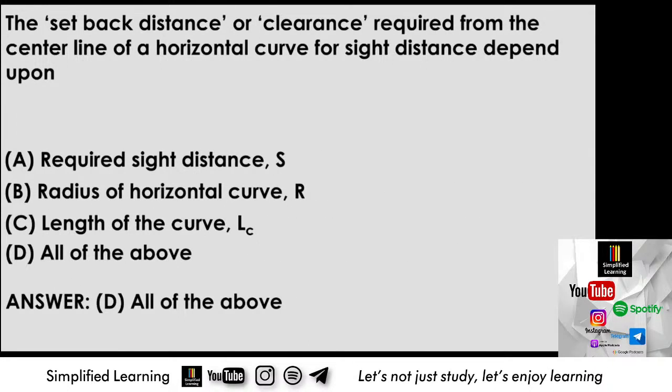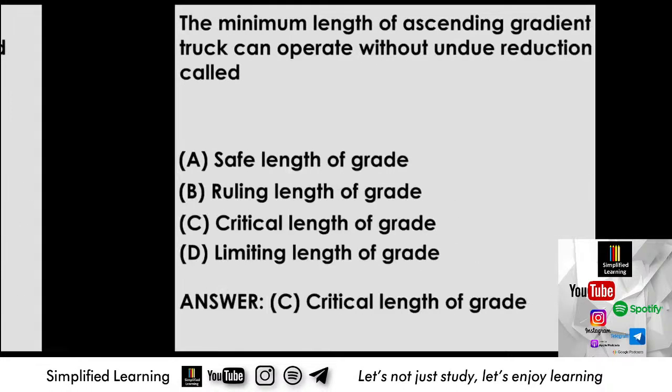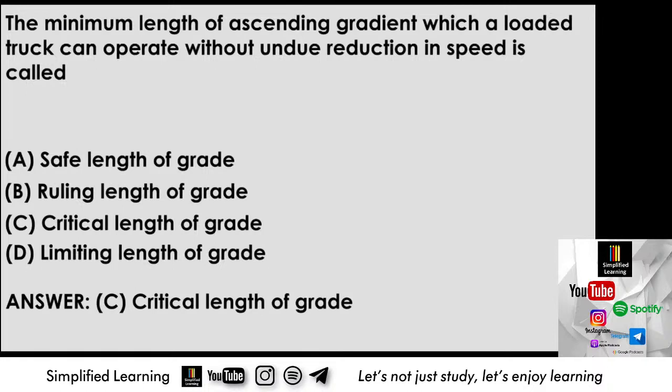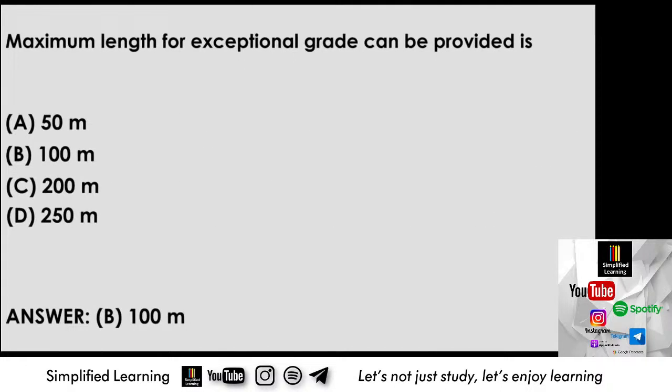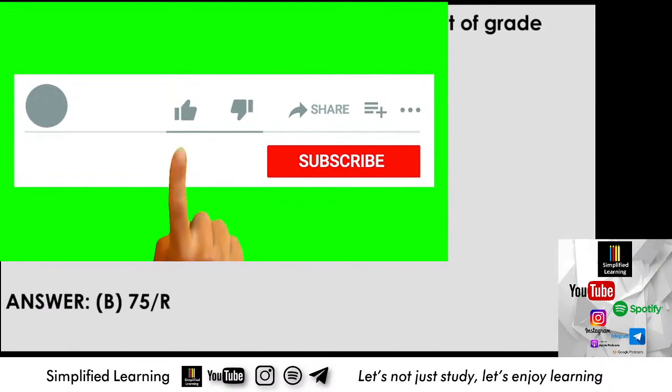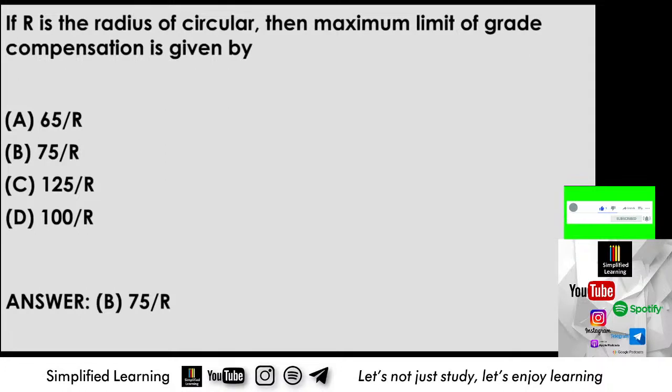The setback distance or clearance required from the center line of a horizontal curve for sight distance depends upon the required sight distance S, the radius of horizontal curve R, and the length of the curve, that is Lc. The minimum length of ascending gradient on which a loaded truck can operate without undue reduction in speed is called the critical length of grade. When the gradient for a road needs to be greater than ruling gradient, limiting gradient is adopted. The maximum length for which exceptional grade can be provided is 100 meter. If R is the radius of the circular curve, then the maximum limit of grade compensation is given by 75 by R.